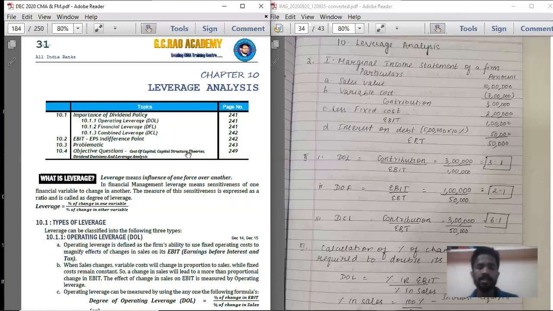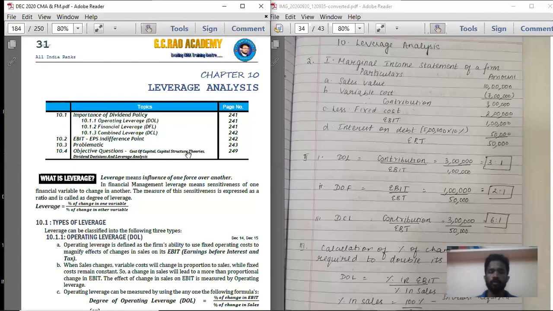The explanation they have given is leverage means influence of one force over another. That is, because of change in sales, how much is the change in EBIT? EBIT is nothing but profits, earnings before interest and tax. Suppose there is an increase or decrease in sales. How much change in sales will affect how much change in EBIT? Suppose sales increases by 50%, then how much will EBIT change? That ratio is called leverage.